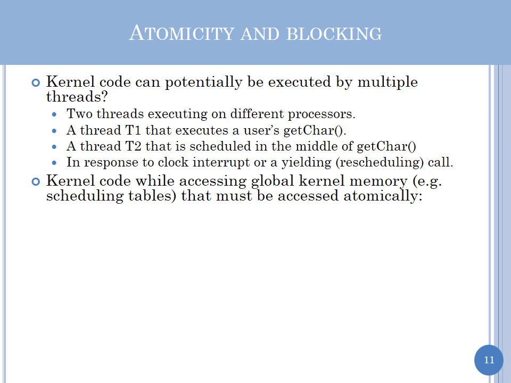Because if they are accessing the same data structure, that must be accessed atomically. That is shared and must be handled atomically. Maybe some data structures are only specific to a particular interrupt, and then we don't have to worry about that kernel data structure being accessed by other threads. But in general, there might be some data structure like the scheduling table, like a page table, that you're in the middle of changing, you haven't finished changing, and you want some invariant, some characteristic of the data structure to be maintained.